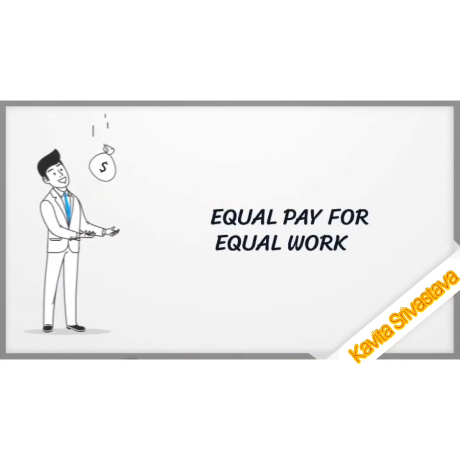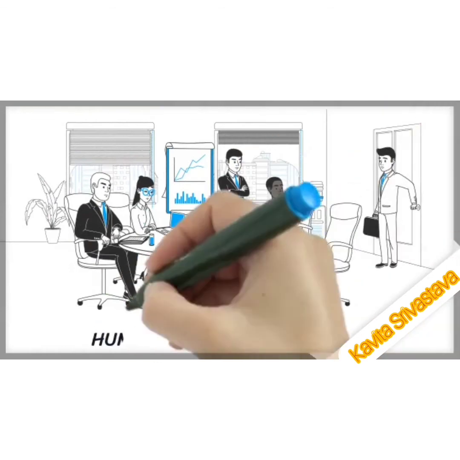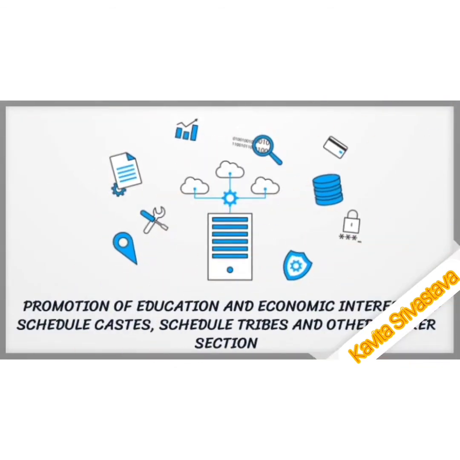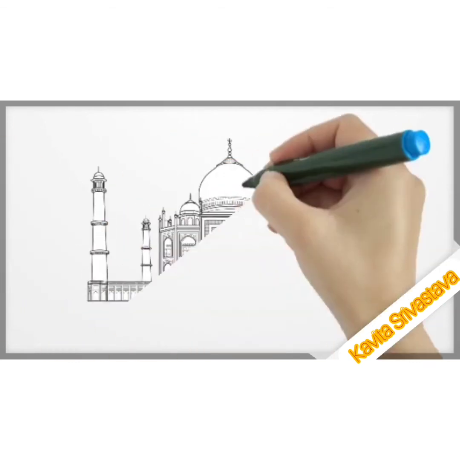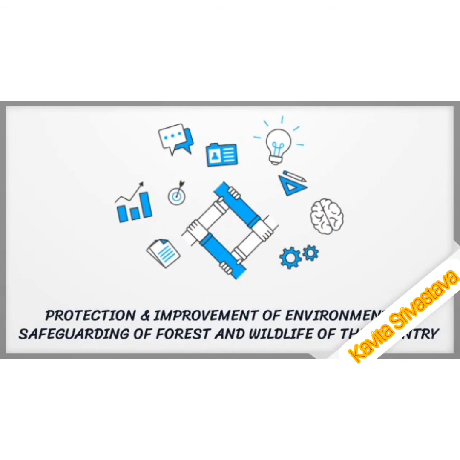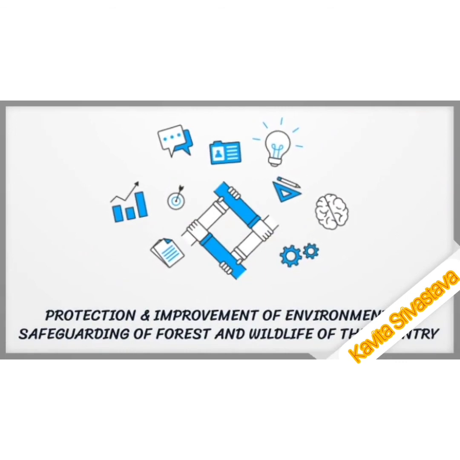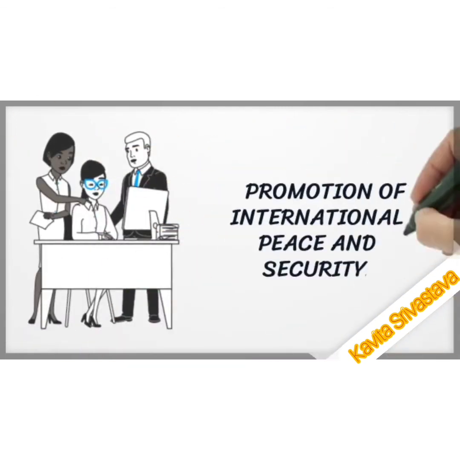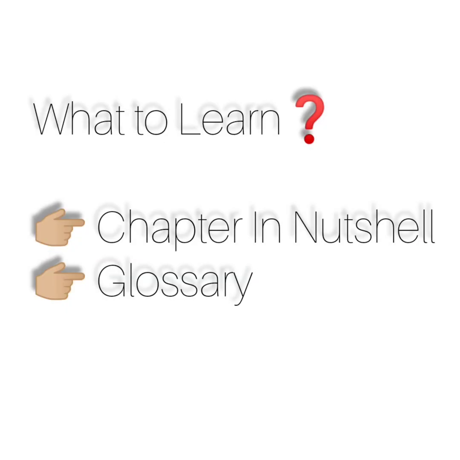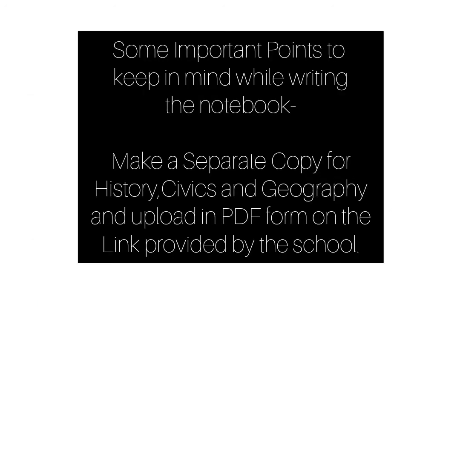Here are some of these state policies: equal pay for equal work, humane conditions for work, promotion of education and economic interest, protection of national monuments, protection and improvement of the environment and safeguarding of forests and wildlife, promotion of international peace and harmony. Now, what to learn in this chapter? Here are some of the points to keep in mind.